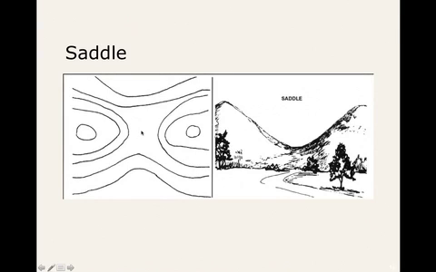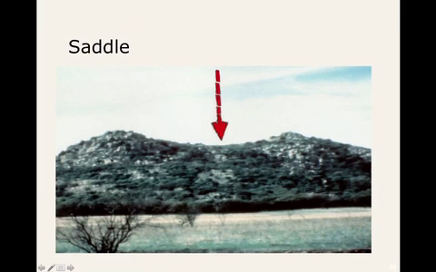So this is the center of the saddle. You have high ground in 2 directions, and you have low ground in the other 2 directions, and it's the hourglass shape. Here's a picture of a saddle.